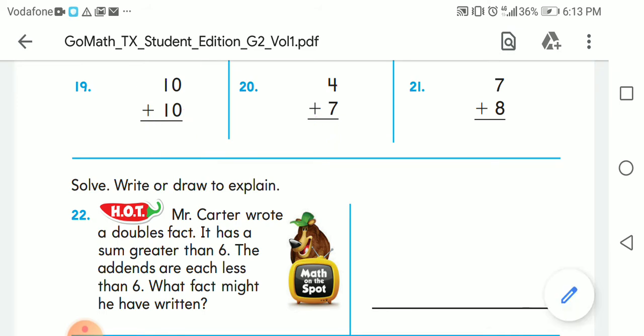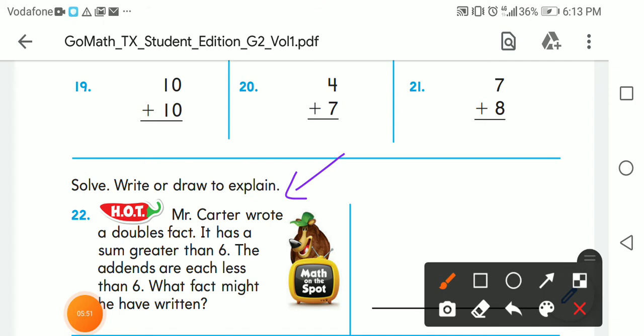Okay, guys, easy. Let's see the word problem because it's very important. Mr. Carter wrote a double fact. It has a sum greater than 6. The addends are each less than 6. What fact might he have written? Okay, he has doubles, okay guys.